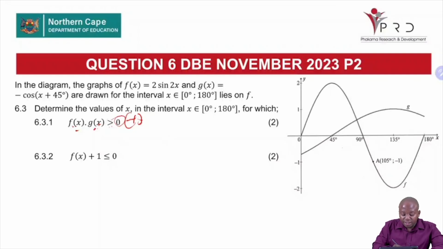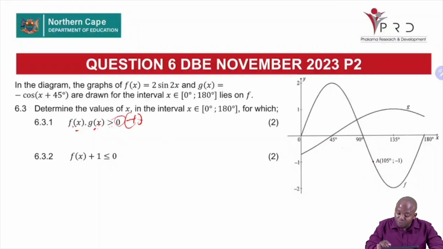Now, 6.3.2, it says f at x plus 1 is less than 0. So in this case, because now there's a value here, what do you do? First thing to do, transpose that one to the other side. You'll have f at x is less than negative 1. So this negative 1 on its own, it is a function. The function of y, because this is y and y is negative 1, is that line, passing at a and going to that side. So we just erase a bit here.